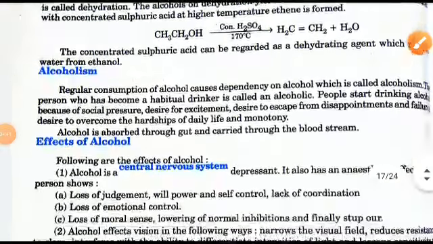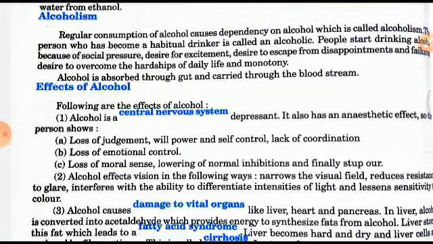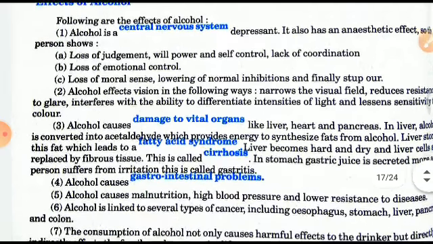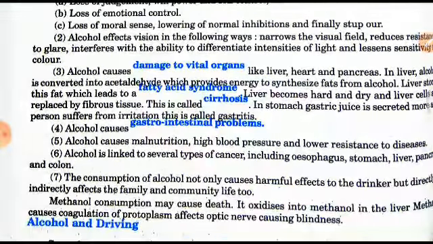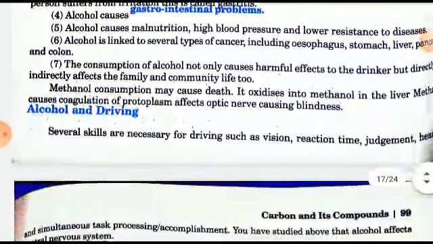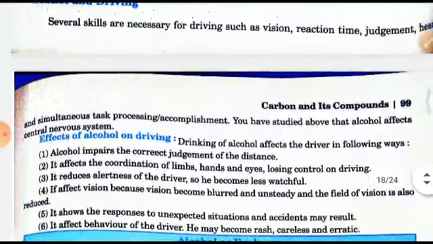Right? Alcoholism is a regular consumption of alcohol that causes dependency on alcohol, which is called alcoholism. Now what are its effects? It affects the central nervous system, it depresses it and has an anesthetic effect. Loss of judgment, loss of emotional control, loss of moral sense, all these are its side effects, and there is damage to vital organs. Fatty acid syndromes is there. Liver cirrhosis also occurs, right? Now, alcohol and driving, which you all know is very, very dangerous.